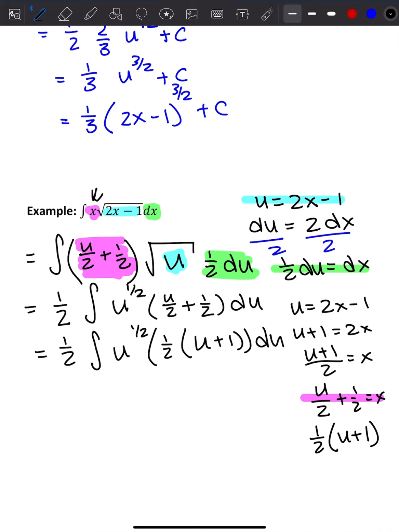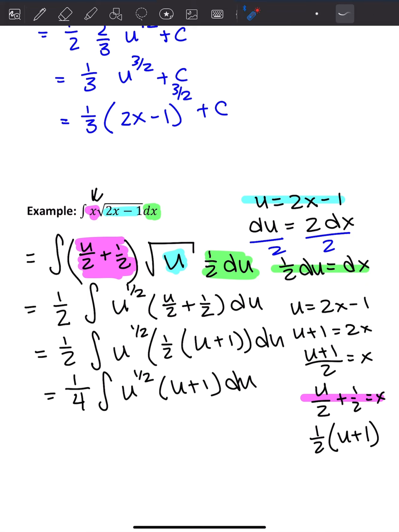1/2 is also a constant, so we're going to just pull that out. It's being multiplied by everything, so that's fine. 1/2 times 1/2 gives me 1/4. So I have 1/4 the integral of u^(1/2) times (u + 1). Okay, so we still can't quite integrate this yet. We need to make it a little bit more simplified, and we're going to do that by distributing this u^(1/2) to u and to 1. So I have 1/4 the integral of u^(1/2) times u plus u^(1/2) times 1.